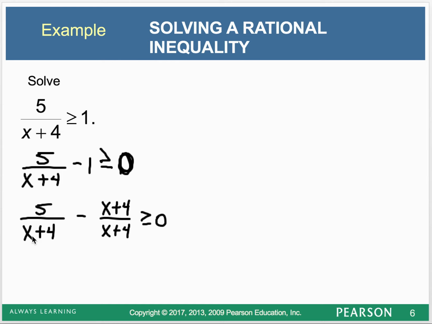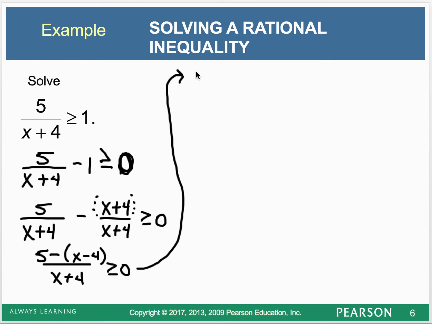Now that they have the same denominator, I can combine them. On the top, I have 5. Watch out for this negative sign. It's as if there are invisible parentheses around this numerator. I have 5 minus (x plus 4), so that's 5 minus x minus 4 over x plus 4, greater than or equal to 0. Then 5 plus 4, so I have 9 minus x over x plus 4.